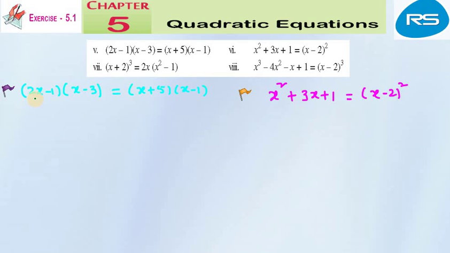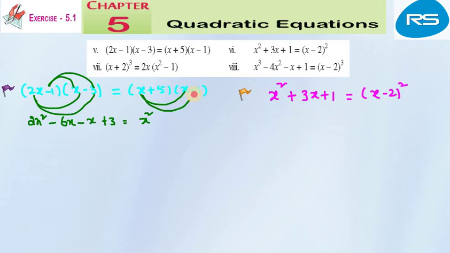Now I will multiply this binomial with binomial, 2x with x, 2x square, 2x with minus 3, that is minus 6x, minus 1 with x, minus x, minus 1 with minus 3, that is plus 3. So that is equal to, here also the same process, x into x, x square, x into minus 1, minus x, 5 into x, plus 5x, and 5 into minus 1, that is minus 5.